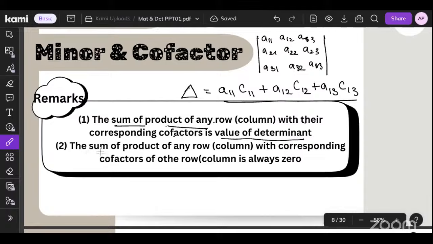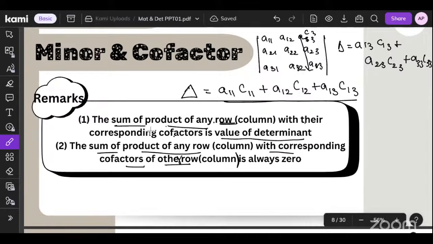And then the second statement is the sum of product of any row with corresponding cofactors of another row or column. Here we are not only mentioning the row. You can take the column also. You can make the determinant by taking column 3, like a13 C13 plus a23 C23 plus a33 C33. This also gives the same determinant value for the same matrix.